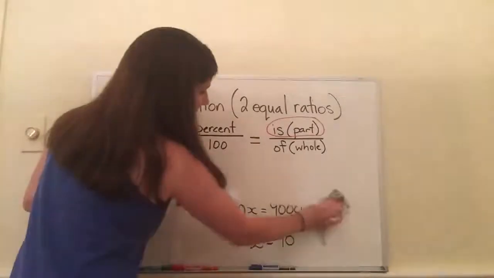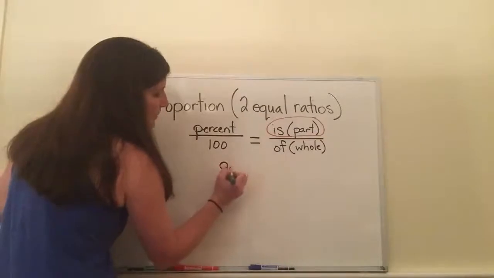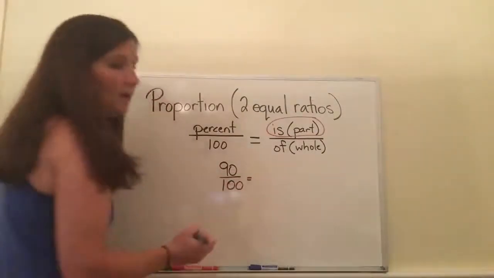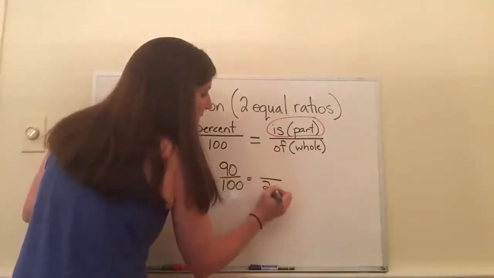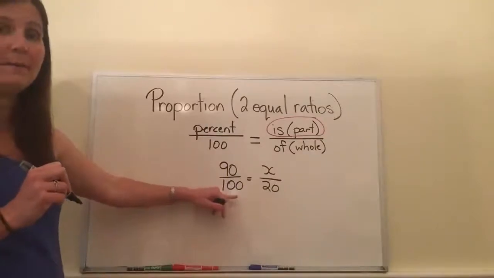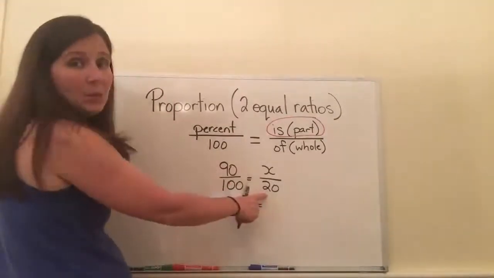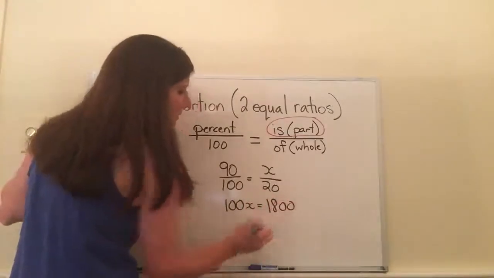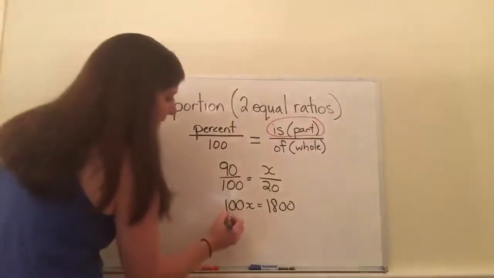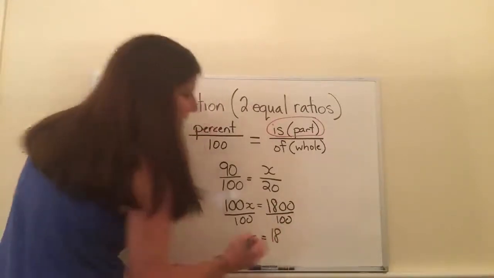All right, our next problem is going to be 90% of 20. So if we look at this, I'm going to say 90%, so 90 over 100 of 20. So my 20 is my denominator, which means I'm looking for this numerator. So I'm going to start off by cross multiplying. 100 times x is 100x. 90 times 20 is 1,800. Now I need to solve for my missing variable. I need to divide both sides by 100, and x equals 18.